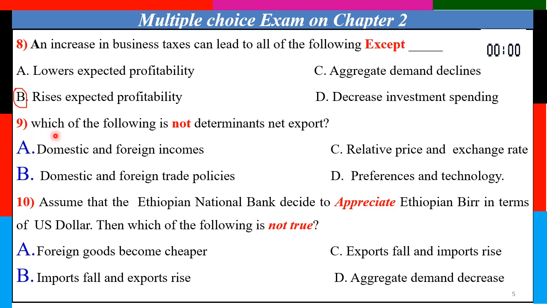Question number 9. Which of the following is not a determinant of net export? A. Domestic and foreign incomes. B. Domestic and foreign trade policy. C. Relative price and exchange rate. D. Preference and technology.